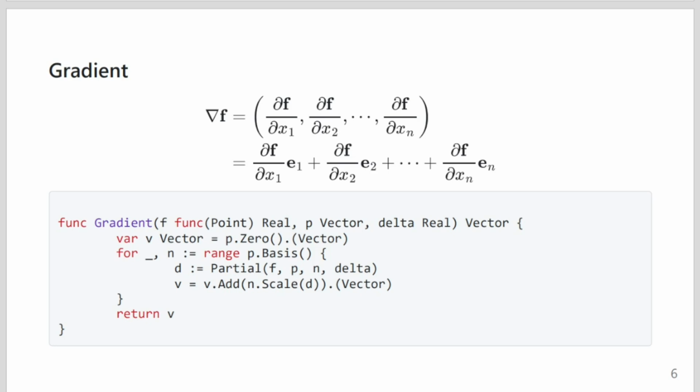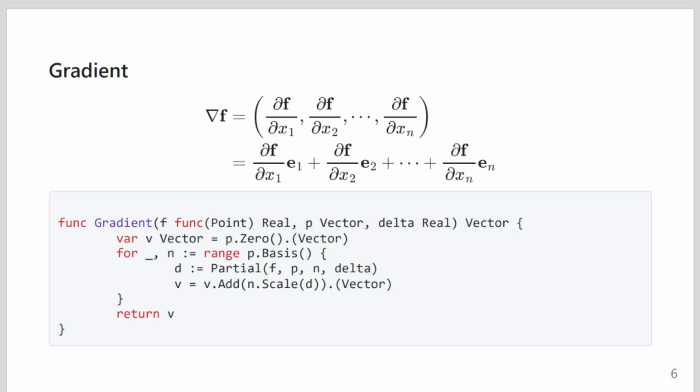The gradient must return something that satisfies the vector interface, and this is created using the zero method of the vector. The zero method returns the zero vector. By vectorizing the returned zero vector and adding the term as shown above, we will build the gradient vector.